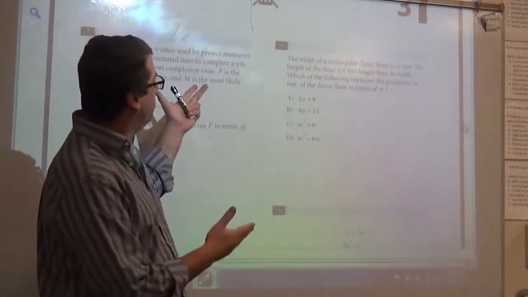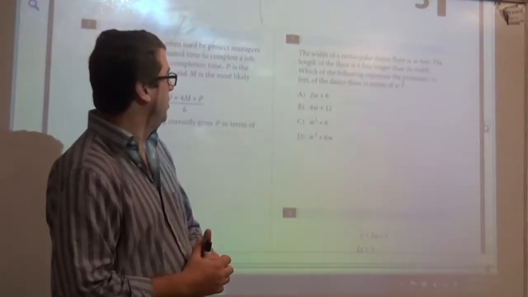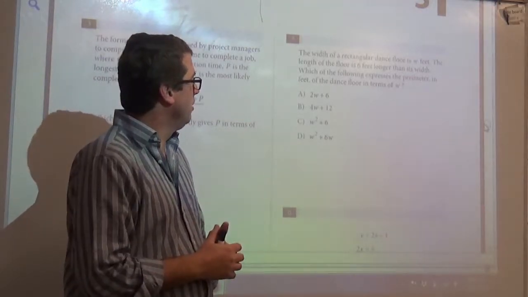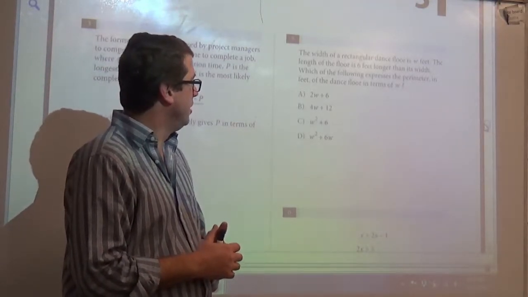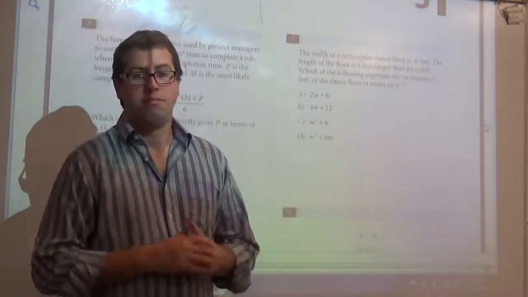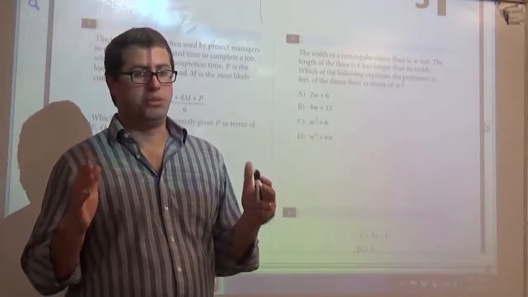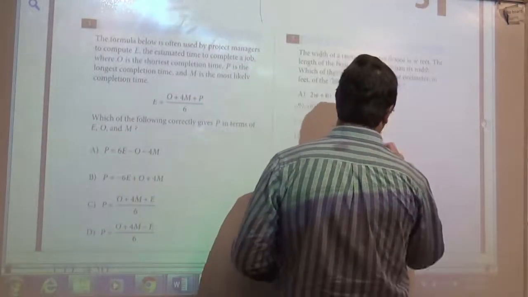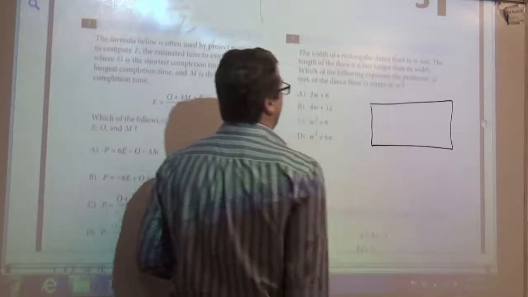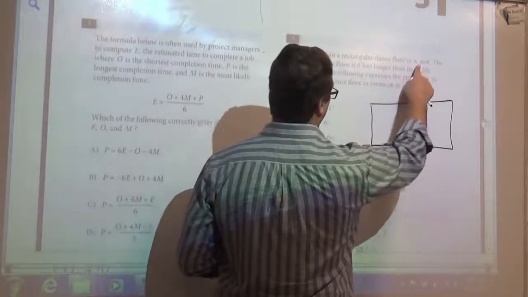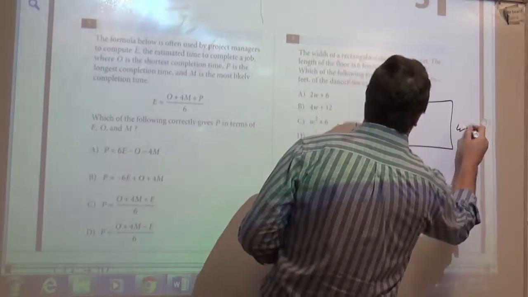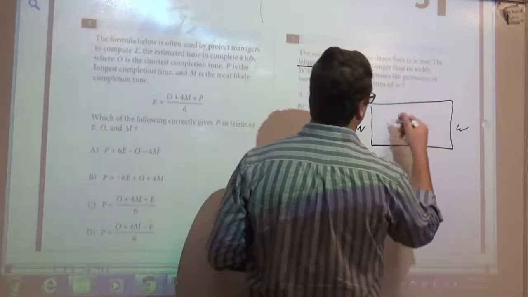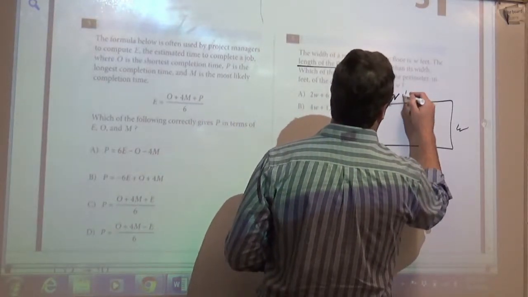All right, number 5. The width of a rectangular dance floor is W feet. The length of the floor is 6 feet longer than its width. Which of the following expresses the perimeter in feet of the dance floor in terms of W? Every time you can draw it, you should draw it. So it's a rectangular dance floor. And my width is W. And my length is 6 feet longer than the W. So it's the width plus 6.